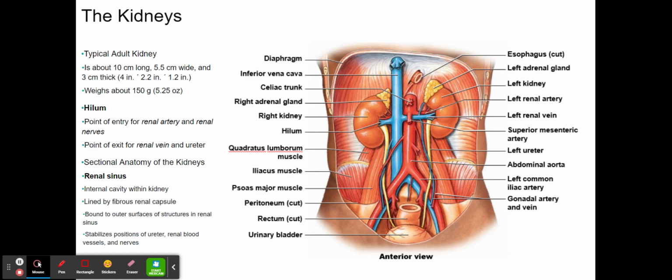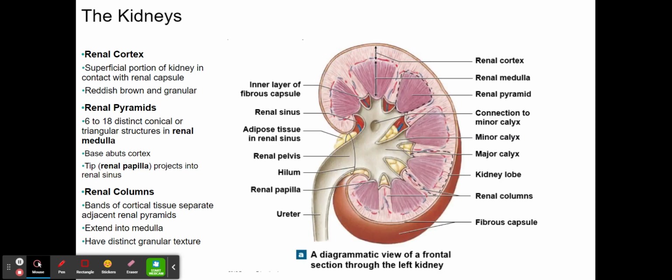The fibrous capsule covering the outer surface of the kidney also lines the renal sinus, which is an internal cavity within the kidney. The fibrous capsule is bound to the outer surfaces of the structures within the renal sinus. In this way, it stabilizes the position of the ureter, renal blood vessels, and the nerves. The kidney itself has an outer cortex and an inner medulla.